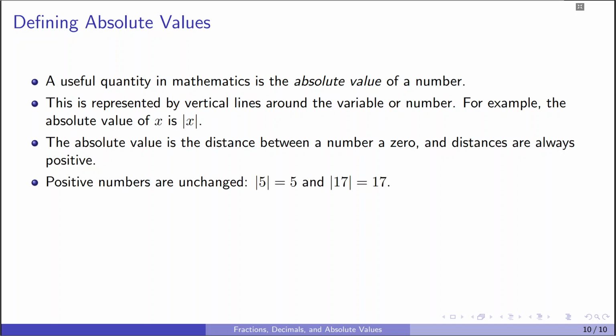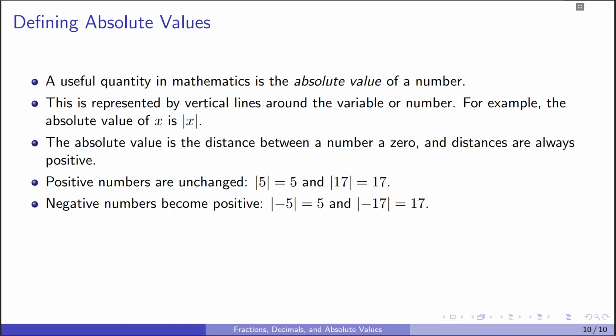So positive numbers are unchanged. The absolute value of 5 is 5, and the absolute value of 17 is 17. Negative numbers become positive. So the absolute value of negative 5 is 5 because negative 5 is 5 units away from 0. The distance between negative 5 and 0 is 5. Similarly, the absolute value of negative 17 is positive 17 because negative 17 is 17 units away from 0.